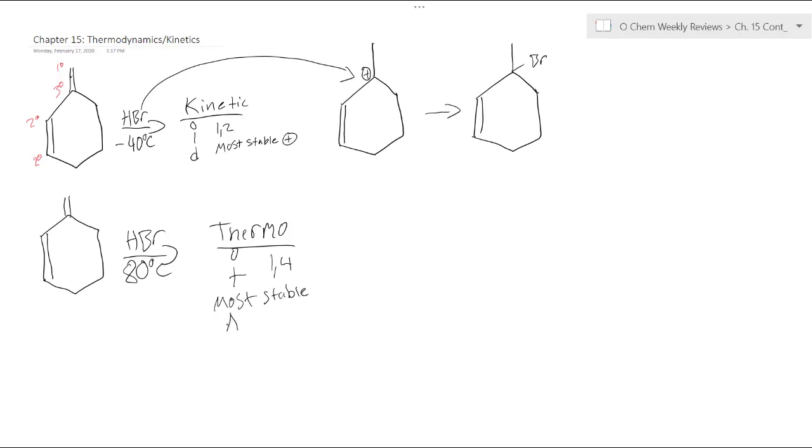Okay, so that means we want our double bond to have the most number of substituents, whereas in kinetic, we want our carbocation to have the most number of substituents. Okay, so this has an extra step. This also has resonance.